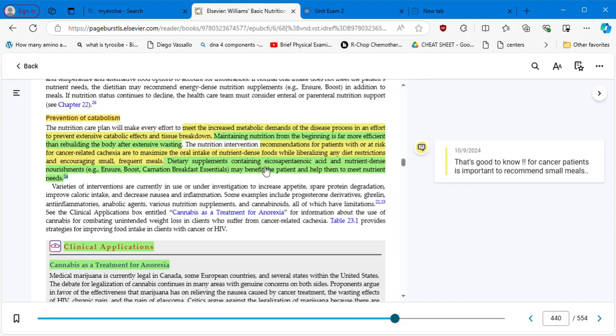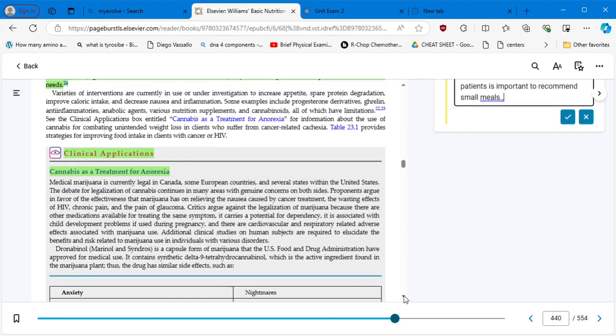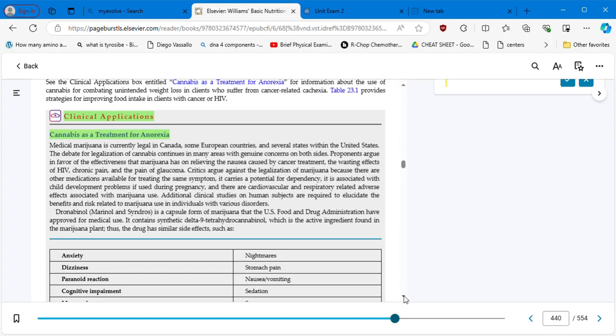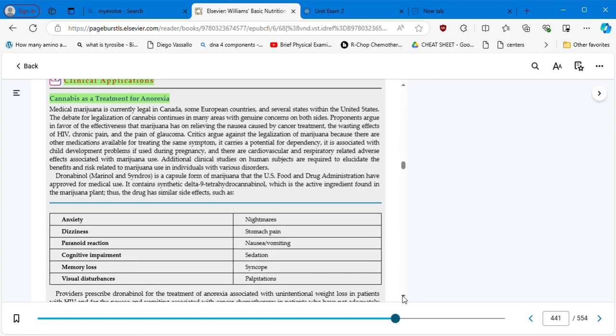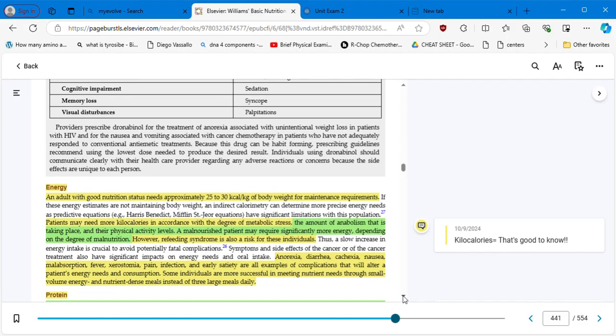Dietary supplements containing EPA and nutrient-dense nourishments, like Ensure, Boost, Carnation Breakfast Essentials, may benefit the patient and help them to meet nutrient needs. And that's good to know for cancer patients. It's important to recommend small meals in this sense, right? Now, there are clinical applications, and here you have an informative study in terms of cannabis as a treatment for anorexia, which is really helpful. Let's be honest.